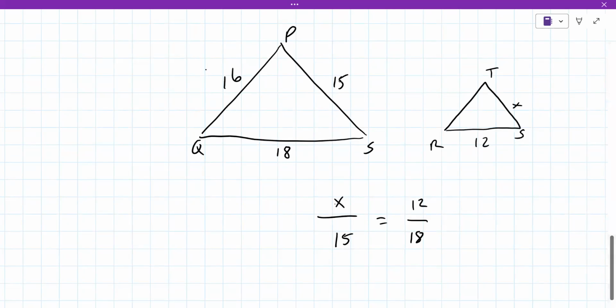Okay, so this is it. And the way you set it up is you typically put either the information for one triangle in the numerators or one triangle on the left. If you put the same triangle in the numerators, then you always have to ask, what is X and what is 15? They have to match up triangle to triangle.